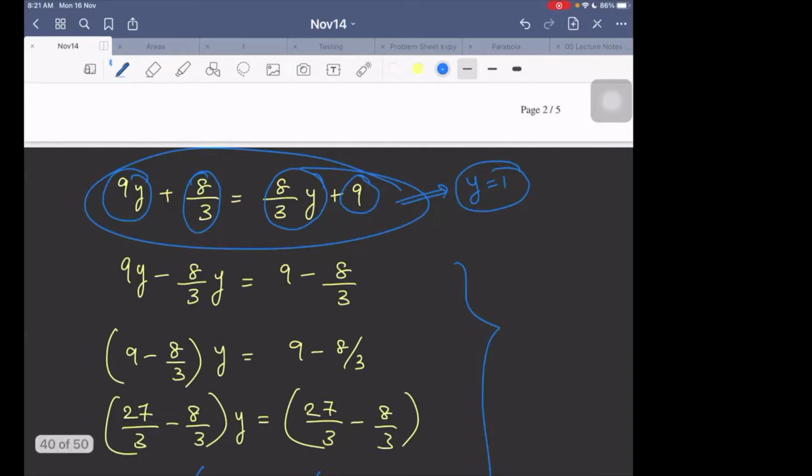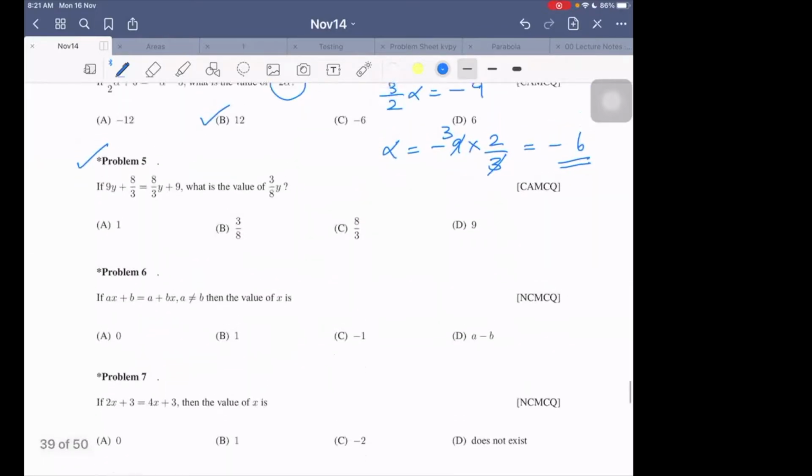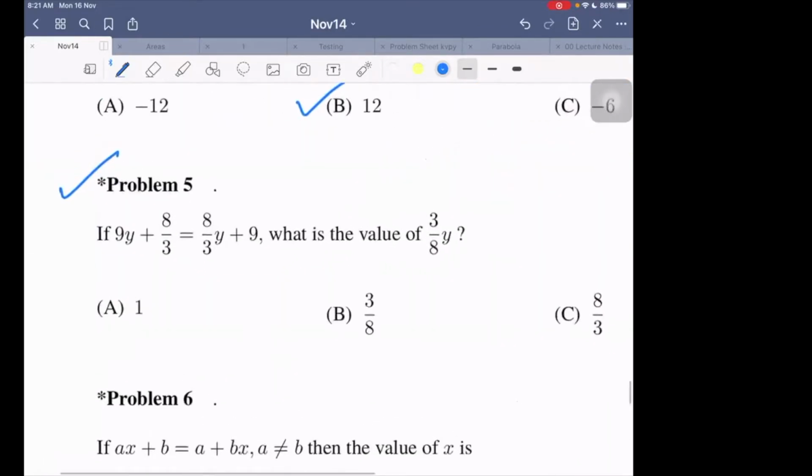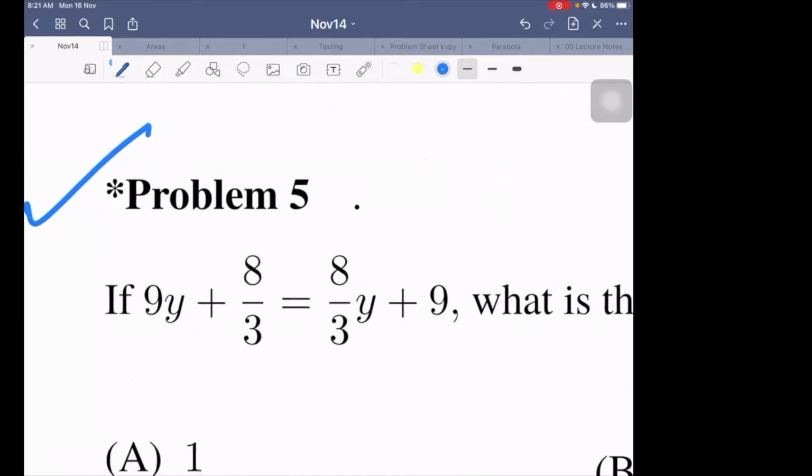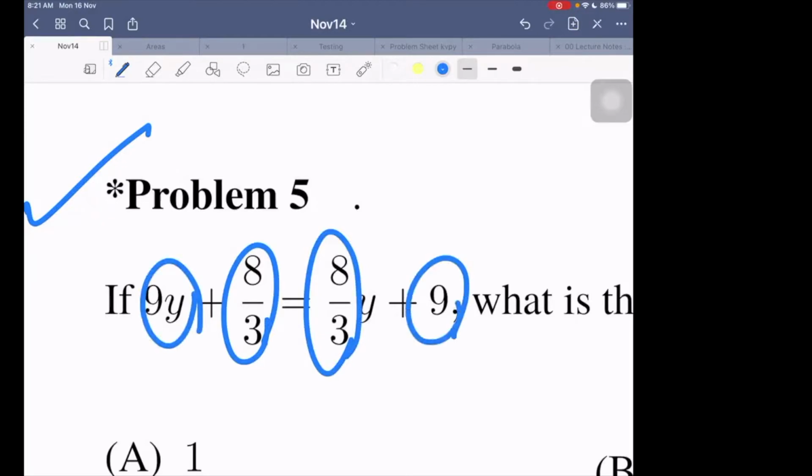Okay. So when you see this question, how do you come up with such an intuition? See, when you see this question, you observe that there is something peculiar about the question. What is so peculiar about this question? There is 8 by 3 showing up here. There's 9y here. There's 9 here. So it looks like when you put y is equal to 1, this is going to satisfy this equation, right? This is fine, right?